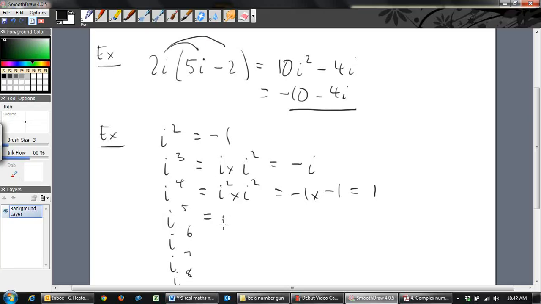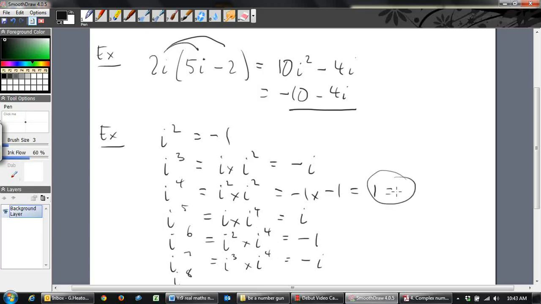What's i to the 5? i to the 5 is i times i to the 4, which is, i to the 4 was what? i to the 4 was 1, so that's just equal to i. i to the 6 was i squared times i to the 4. i to the 4 is just 1. What was i squared? Negative 1. Okay. i to the 7 is i cubed times i to the 4. Remember, i to the 4 is 1. What was i cubed again? Negative i.